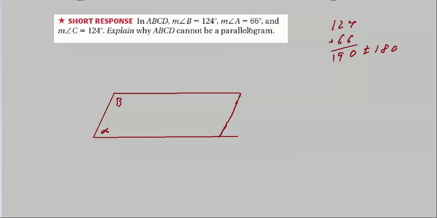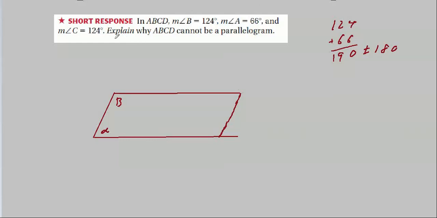Again, we could add, well, let's see here. Angle B and angle C would be consecutive angles. Whoa, 124 and 124 is definitely not going to add up to 180. So once again, that's a second reason that they can't be a parallelogram.